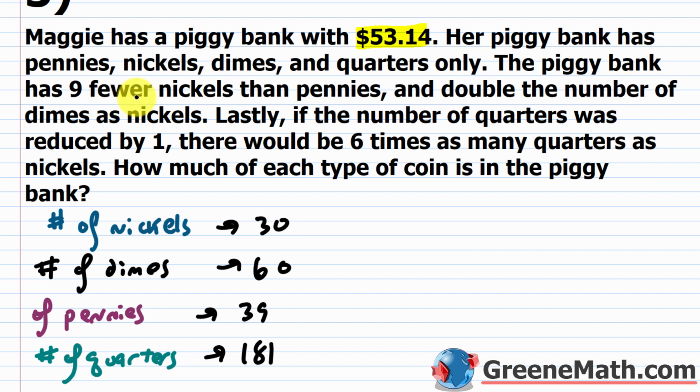So it says 9 fewer nickels than pennies. Yeah, I have 30 nickels and 39 pennies. That's good. Double the number of dimes as nickels. Well, I have 60 dimes and 30 nickels, so that's good. And then it says if the number of quarters was reduced by 1. So if I had 180, it would be 6 times as many quarters as nickels, right? Because 180 is 6 times 30, so we're good to go there. So everything checks out. This is our correct solution. There's going to be 30 nickels, 60 dimes, 39 pennies, and 181 quarters.